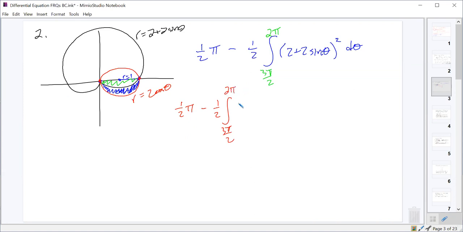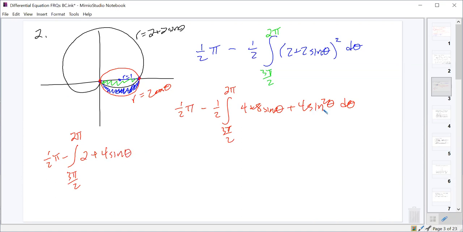So that's 4 plus 8 sine theta plus 4 sine squared theta d theta. So I got 1/2 pi minus, might as well get rid of that 1/2 that's there, right? So minus the integral from 3 pi over 2 to 2 pi of 2 plus 4 sine theta, and then plus 2 sine squared theta.